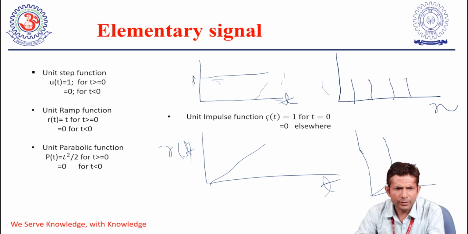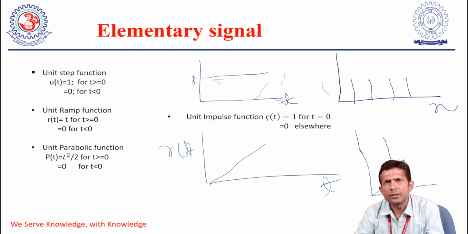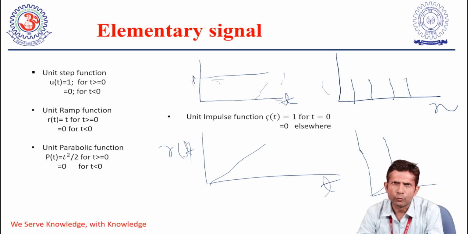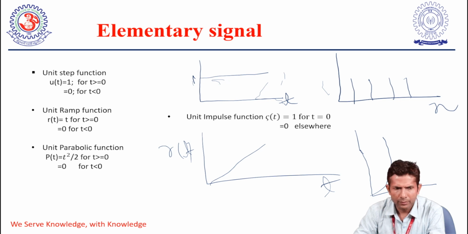These are all the basic functions, and one more important function is the unit impulse function. What is the unit impulse function? The unit impulse function is only defined at t equal to 0, and at all values except t equal to 0, it will have the value 0. In the form of a figure, we can just represent it.